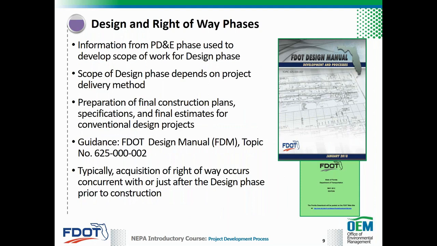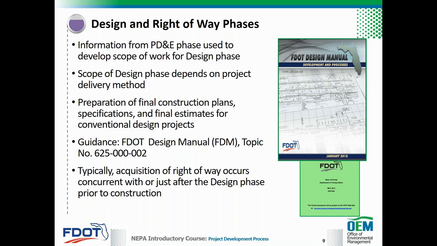The scope of the design phase also depends on the delivery method chosen for a project. For conventional design projects, the design phase typically includes preparation of final construction plans, specifications, and final estimates. However, for projects that use alternative contracting methods, the design phase does not include final construction plans. Typically, acquisition of right-of-way occurs concurrent or just after the design phase, before a project moves into construction. The scope of the design phase depends on the project delivery method. Environmental reevaluations are performed during this phase.